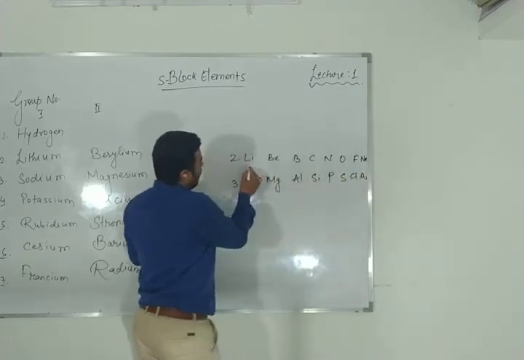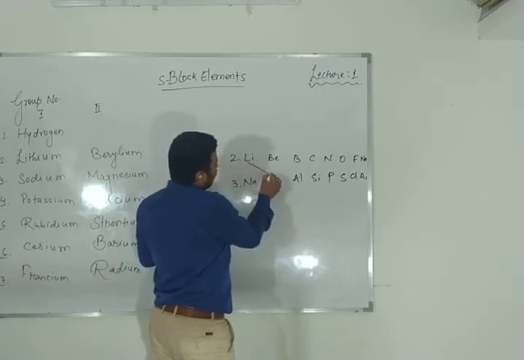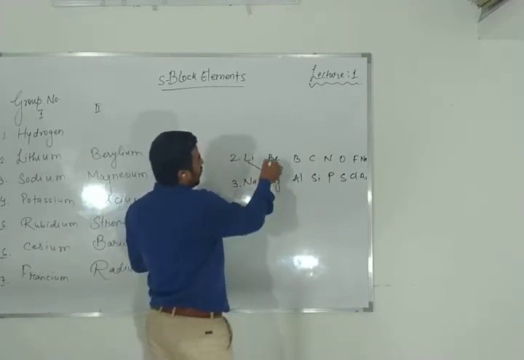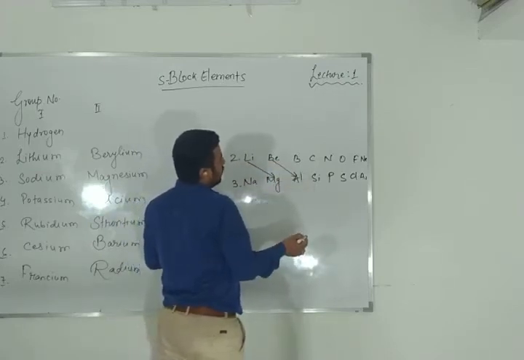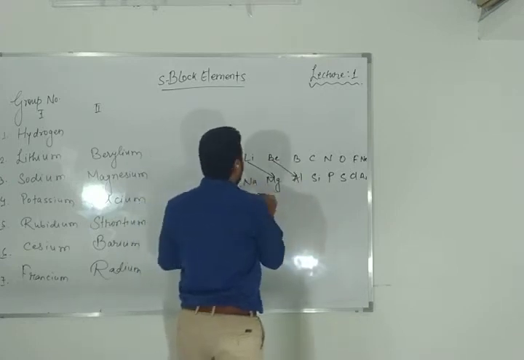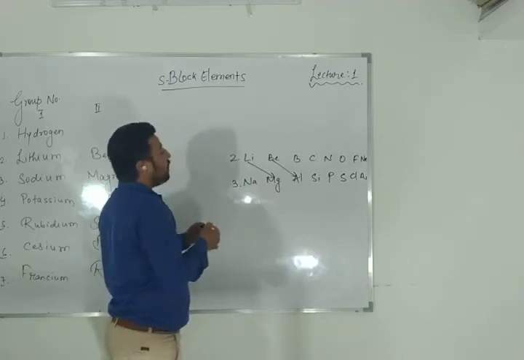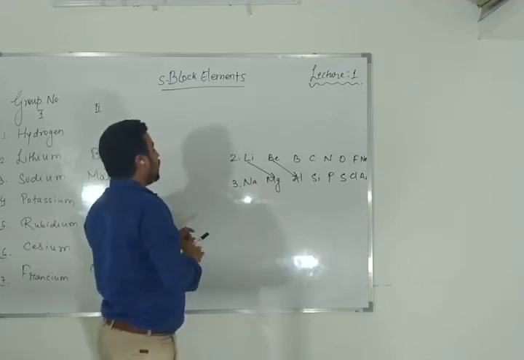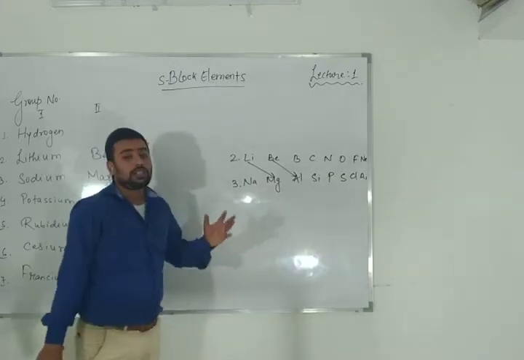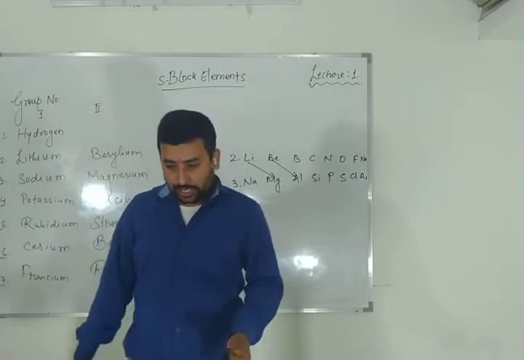So lithium shows similar properties as magnesium, beryllium shows as aluminium. This is called anomalous property, also known as a diagonal relationship between these elements. So now question is, why this diagonal relationship in these elements? You can ask me, sir.